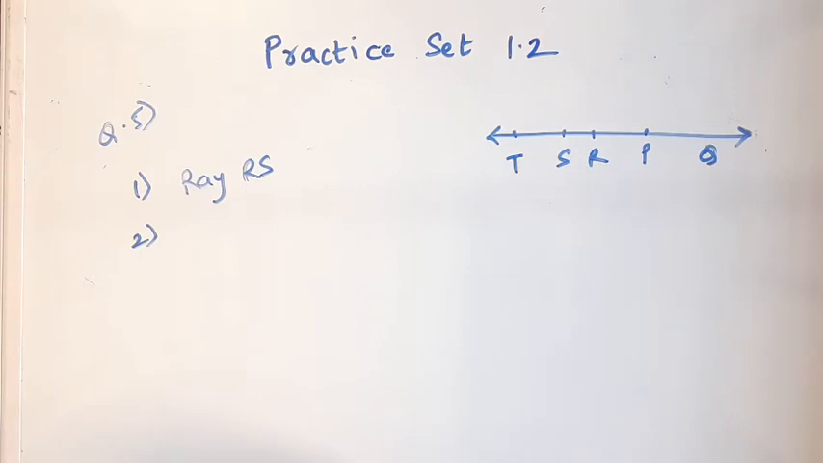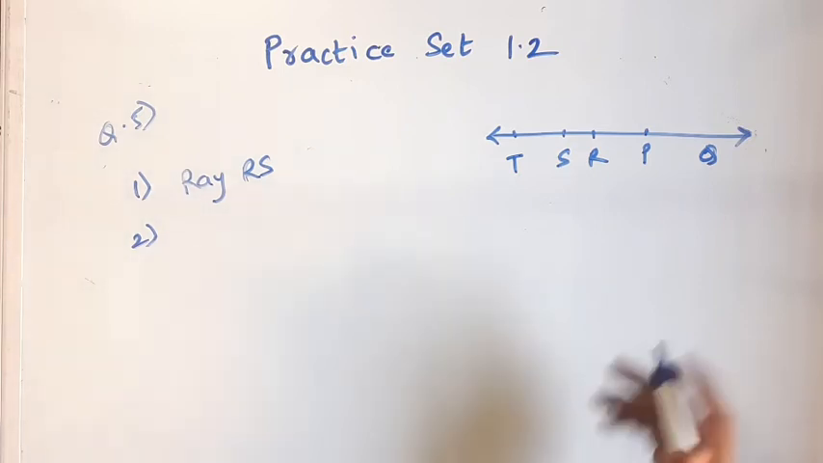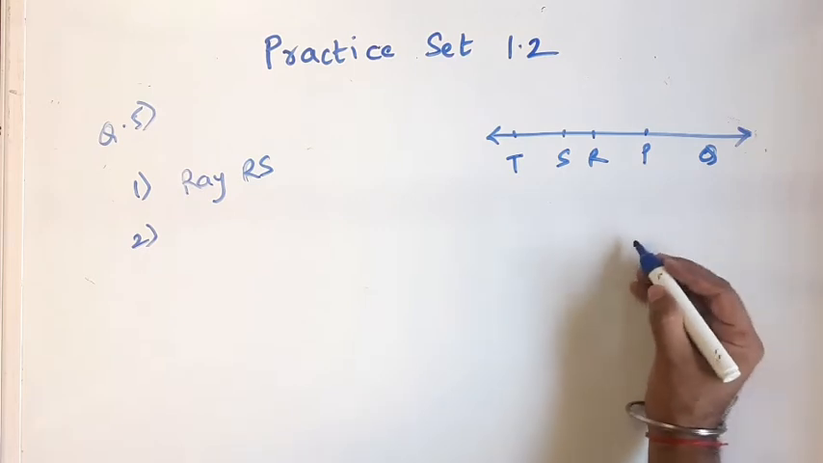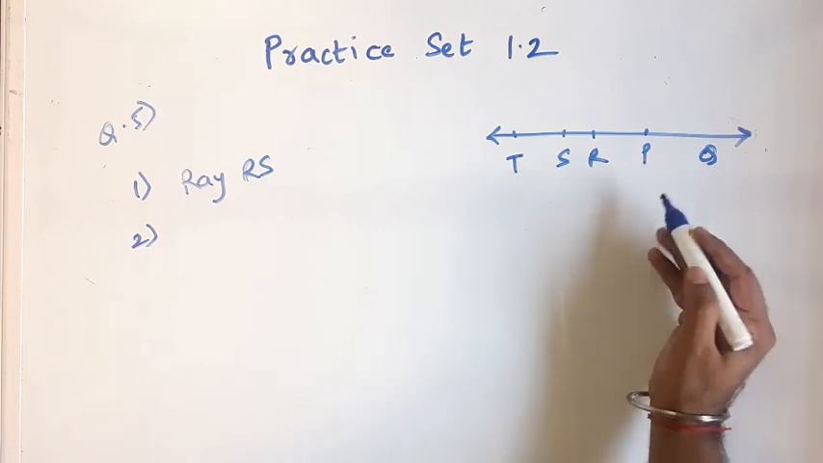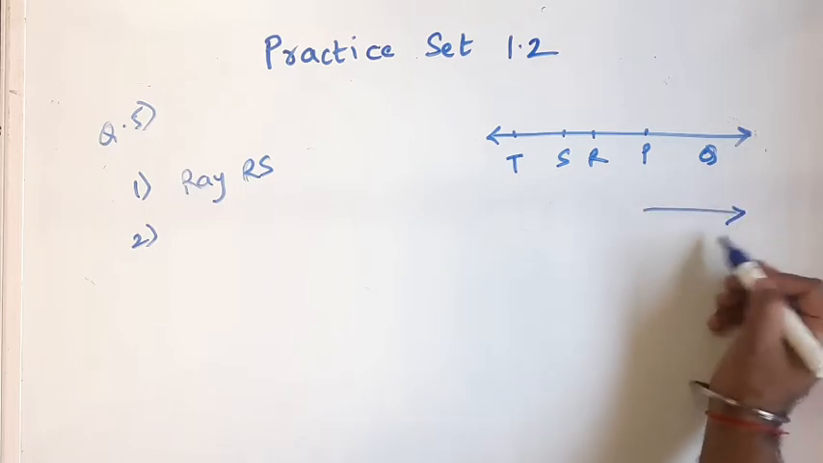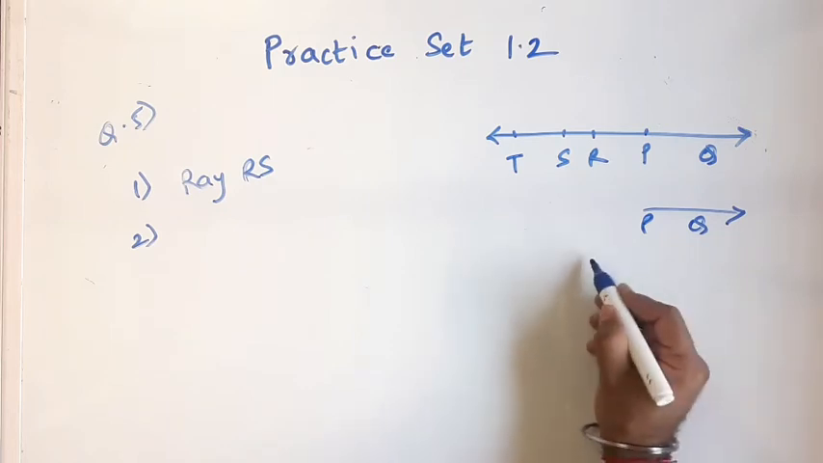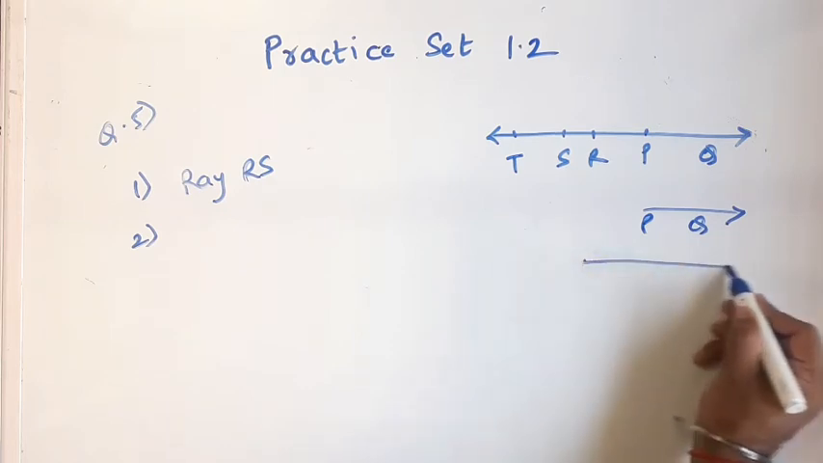Write the intersection of ray PQ and ray RP. Now, what do you mean by intersection? Intersection means the common part. So I'll draw first so that you can understand it more clearly. They have asked the intersection of ray PQ. I'll draw this. This is ray PQ, and ray RP will go till here.